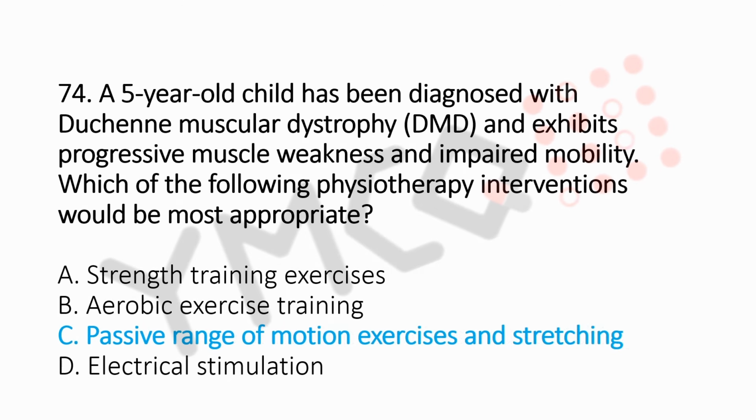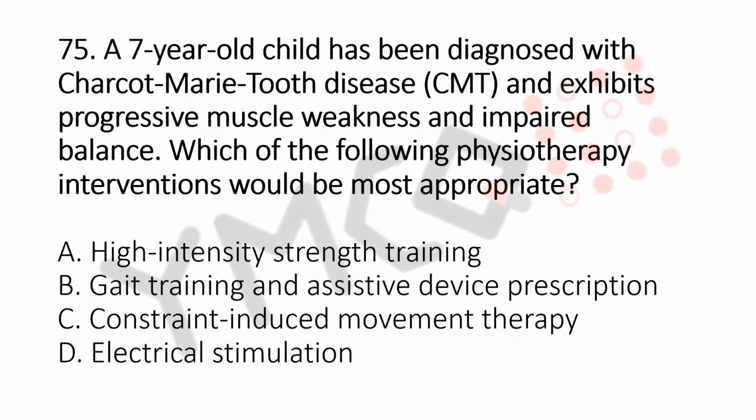Now let's move to question number 75. A 7-year-old child has been diagnosed with Charcot-Marie-Tooth disease and exhibits progressive muscle weakness and impaired balance. Which of the following physiotherapy interventions would be the most appropriate? Option A. High-intensity strength training. Option B. Gait training and assistive device prescription.